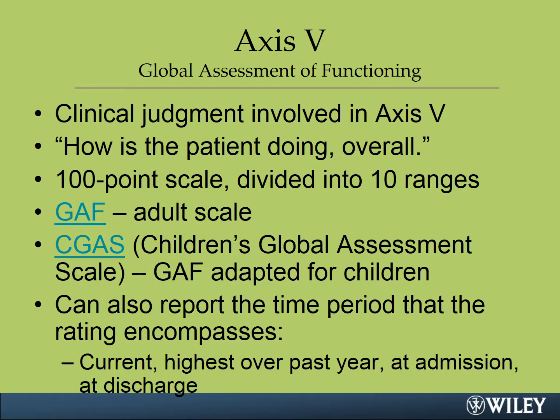Axis 5: Global Assessment of Functioning. Clinical judgment is involved in Axis 5. How is the patient doing, overall? It uses a 100-point scale, divided into 10 ranges. GAF is the adult scale; CGAS is the Children's Global Assessment Scale, the GAF adapted for children. You can also report the time period that the rating encompasses: current, highest over the past year, at admission, at discharge.